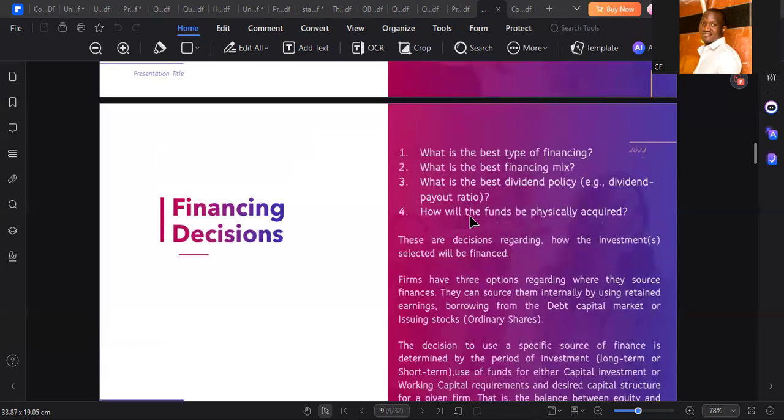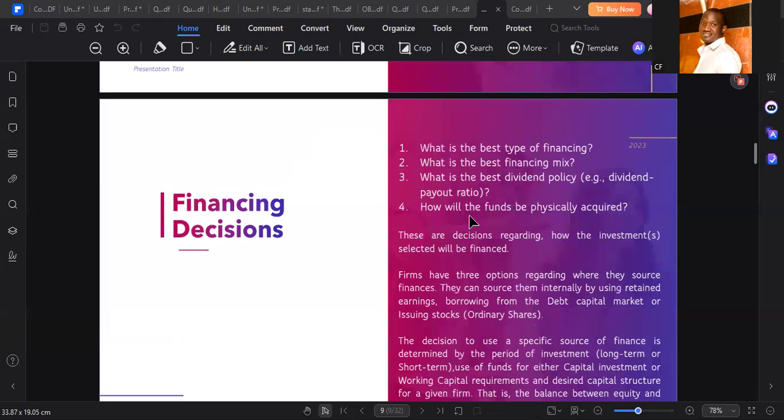Financing decisions basically look at the type of financing that is needed. I will be asking questions by the end of this session. Please be attentive. And also the mix, whether to use equity or to use debt or to use a mixture of both. The dividend policy, this looks at the dividend payment ratio. So how funds will be acquired. So these are decisions when we're dealing with financing regarding how our investments will be financed.